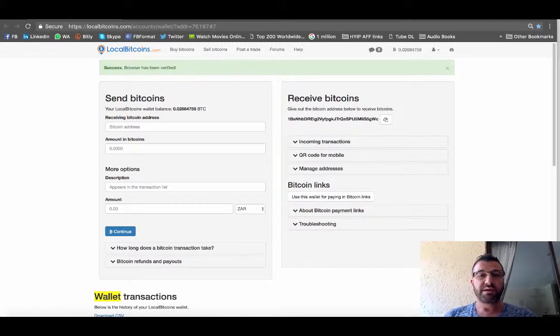Today's tutorial is about understanding the localbitcoins.com platform. There's a lot to cover, so let's jump right in.